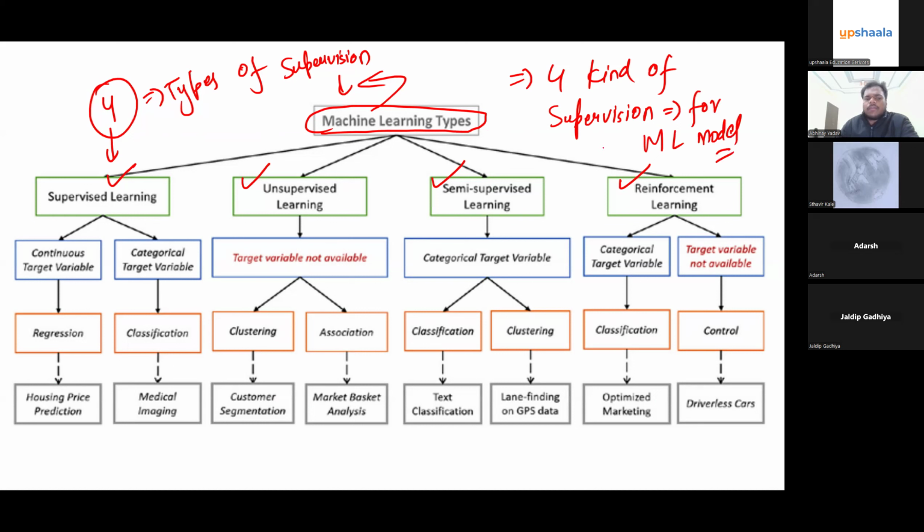Okay, we will see what is supervised machine learning. We will see what is unsupervised, semi supervised, and reinforcement learning. And we will see some examples later on. After we jump to the next slide, we will come back to this slide. So let's understand what is supervised machine learning.